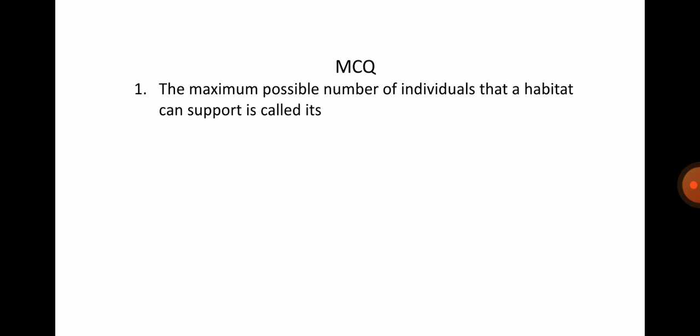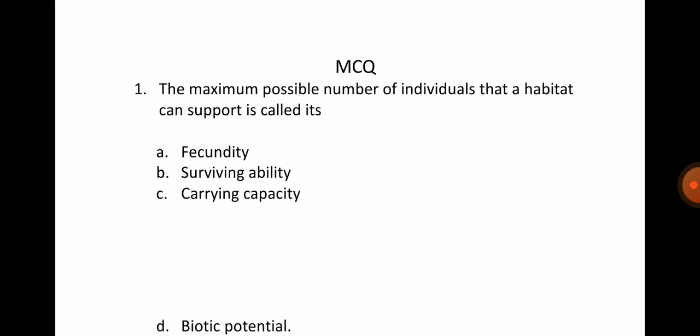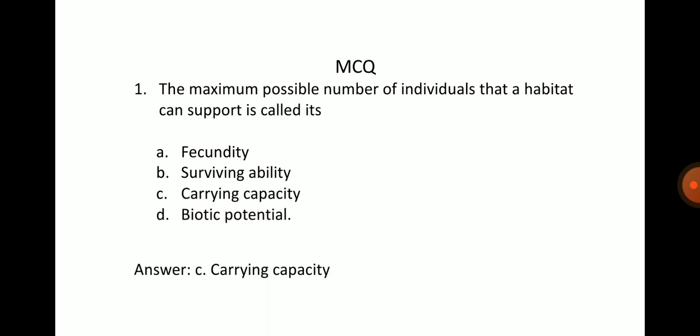Finally, there are a few multiple choice questions. I want you to answer them just to know whether you have understood the lesson or not. The first question being, the maximum possible number of individuals that a habitat can support is called its. Options are A. Fecundity, B. Surviving ability, C. Carrying capacity and D. Biotic potential. Can you guess the option? Option C is the carrying capacity.